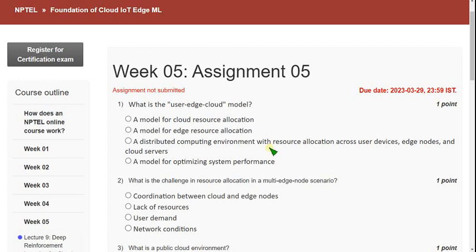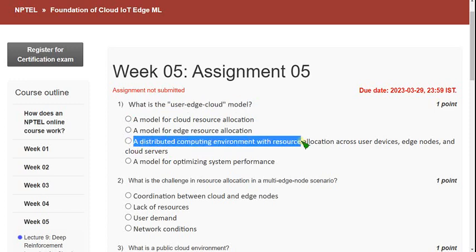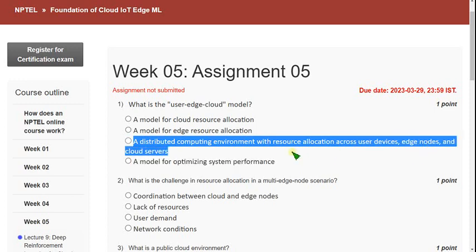So now let's see the first question. What is the user edge cloud model? So what is it about? For the first question, the correct answer is the third option, a distributed computing environment with resource allocation across user devices, edge nodes and cloud servers. So mark the third option as the correct answer for the first question.